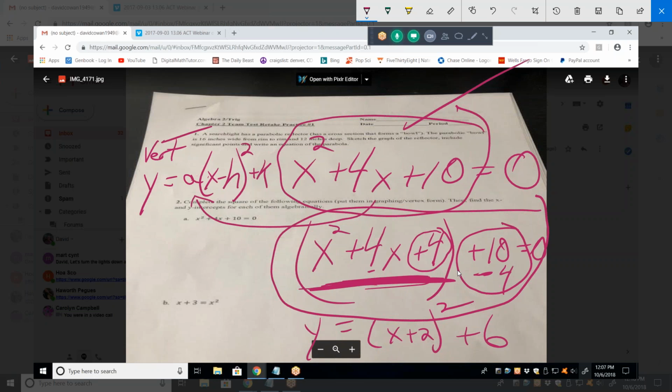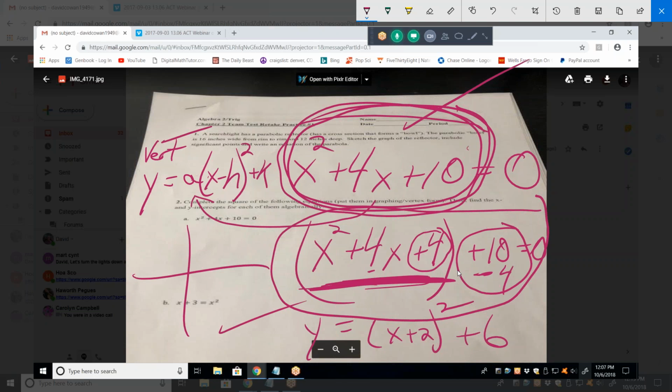In other words, if I were to expand that out, I would get x squared plus 4x plus 10. The advantage in having it in vertex format is that I know exactly where the vertex is. If they say graph this one, I don't really know where to begin. But if they say graph this one, where's my vertex? 2, 6. Remember, it's x minus h.